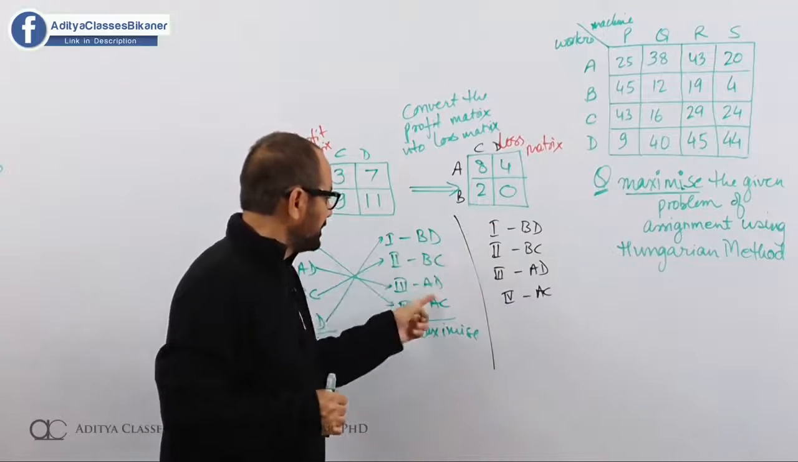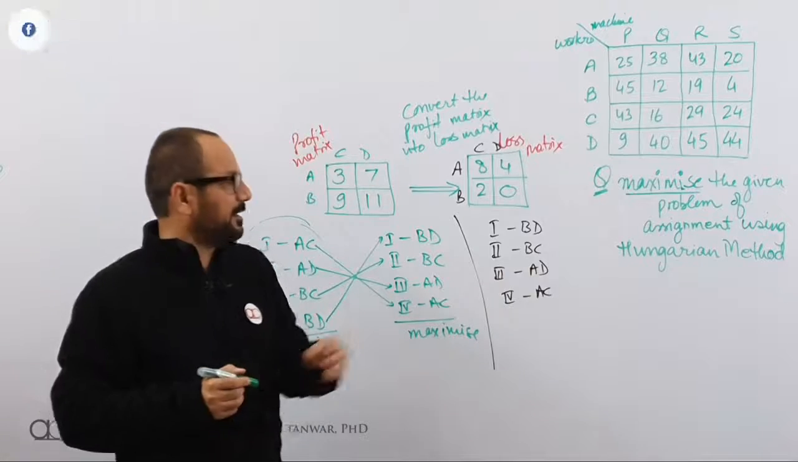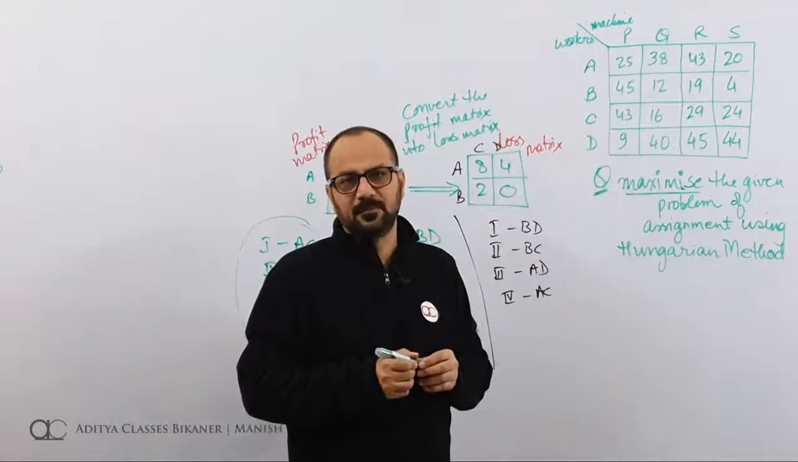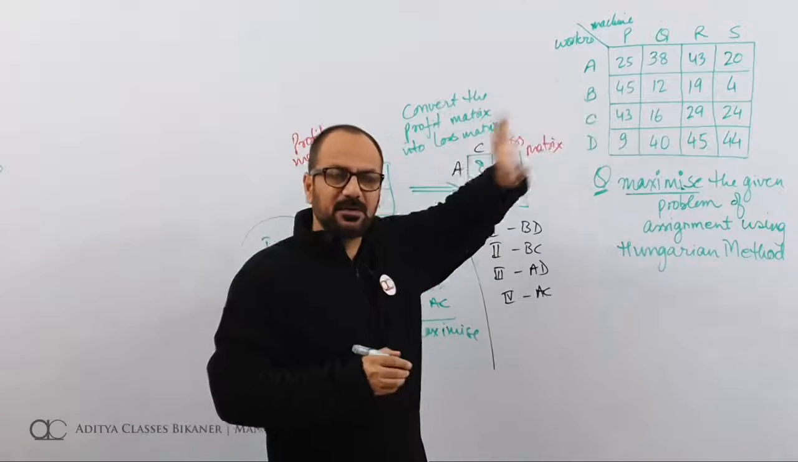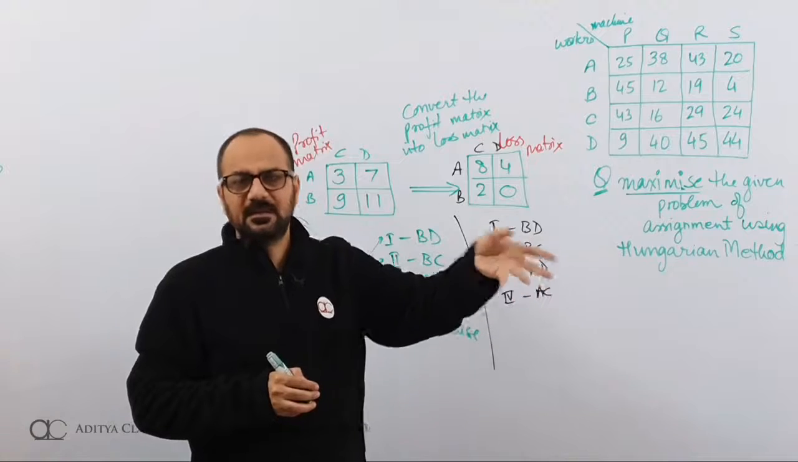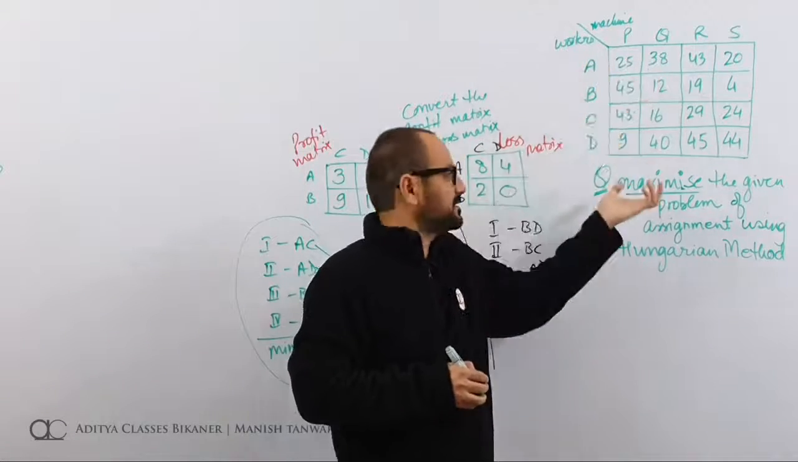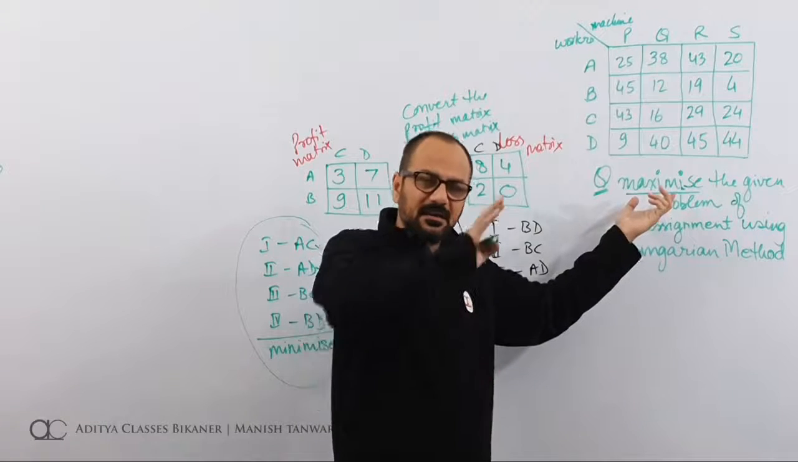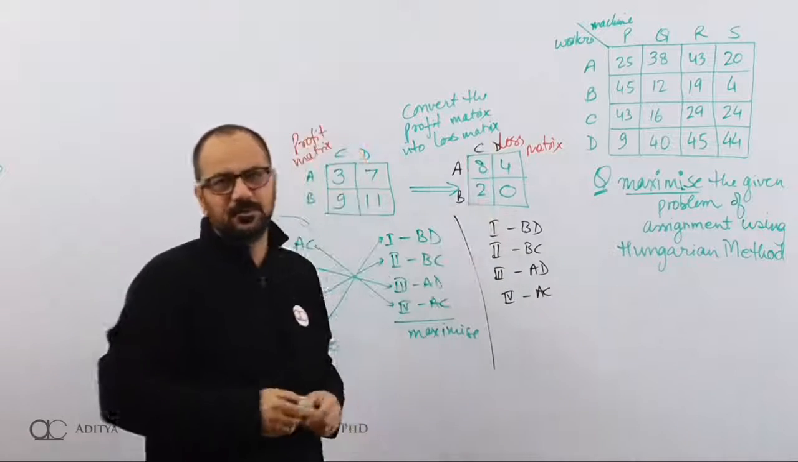BD, BC, AD and AC. So this would be the idea behind maximizing the problem. Instead of going ahead and maximizing this problem, I'll invert the matrix. I'll convert the profit matrix into a loss matrix. Obviously, this has to be a profit matrix or a sales matrix because we are trying to maximize it. Then a simple assignment would do.